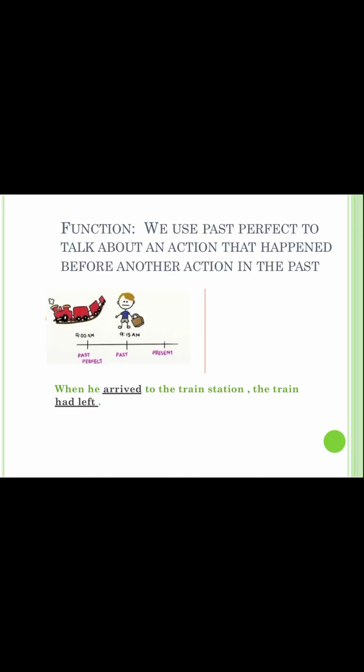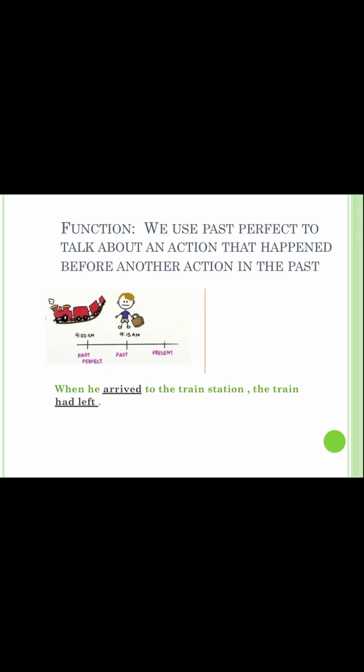Basically, we use past perfect to talk about two events. Okay, we have two events in the past. One of them happened before the other. So we use past perfect to talk about an action that happened before another action in the past. يعني عنا two actions, one of them happened before the second one. What do we mean by this?